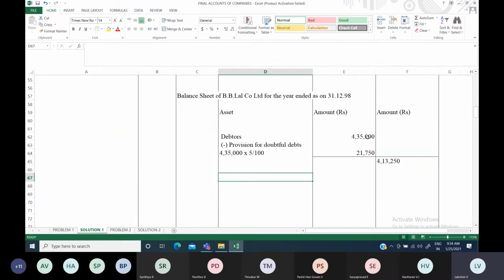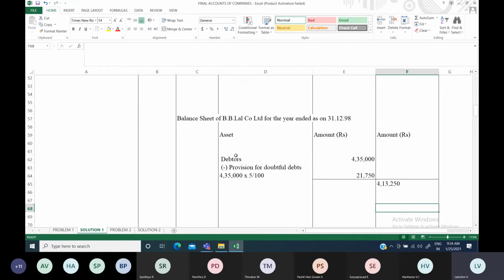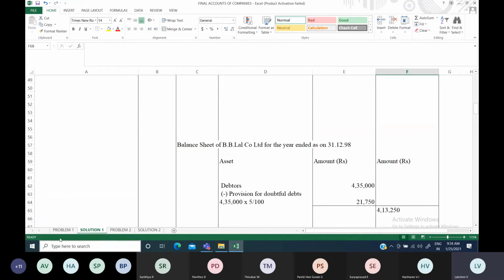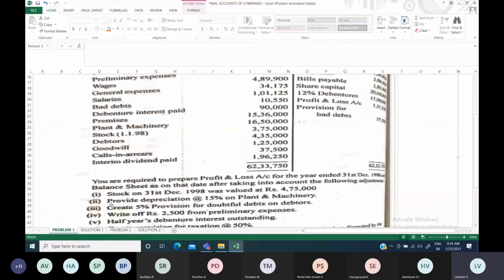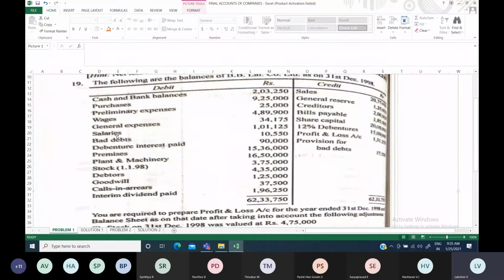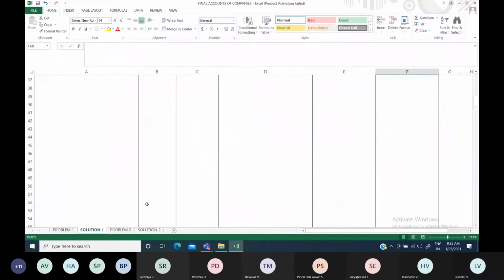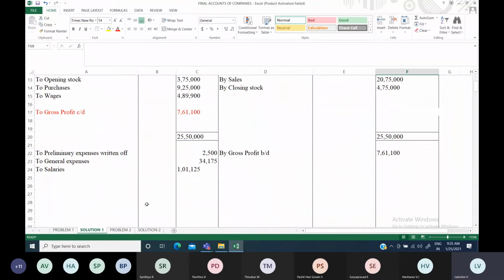Okay. So this is 4,35,000 minus 21,750. So that is 4,13,250. If you have discount on debtors, you will be providing for it, finding out the amount after deducting, and putting it under the second column. Okay. Now let us move to the profit and loss account. So let us move to the profit and loss account.